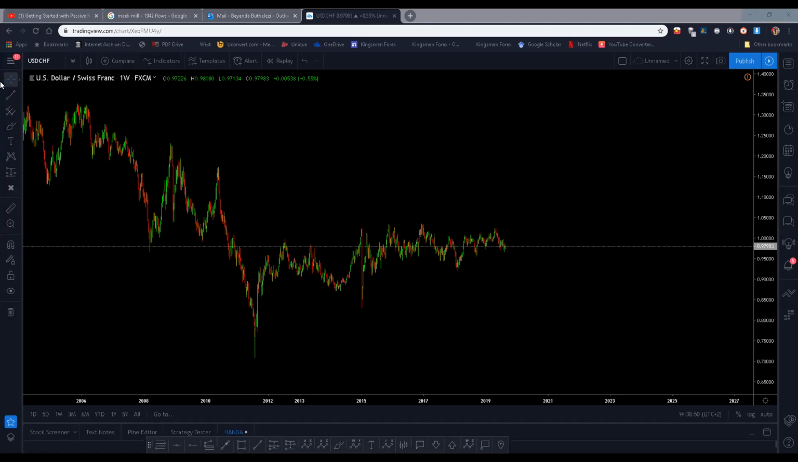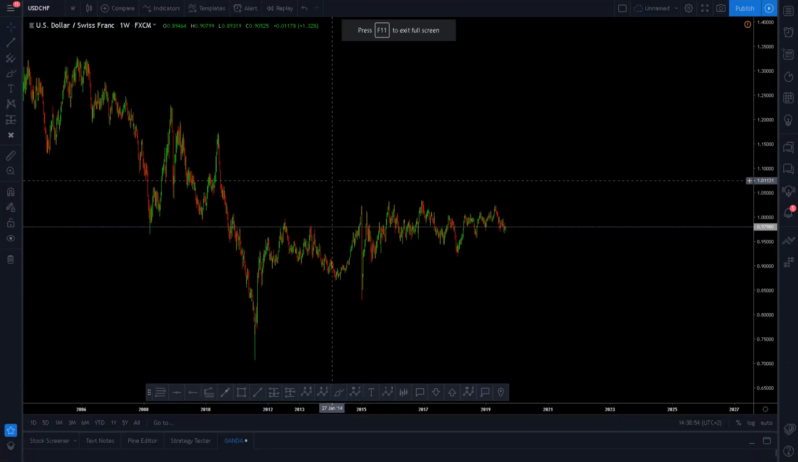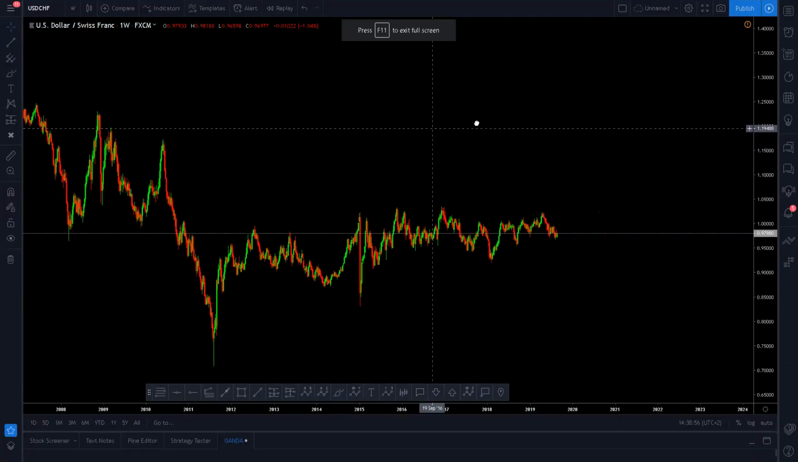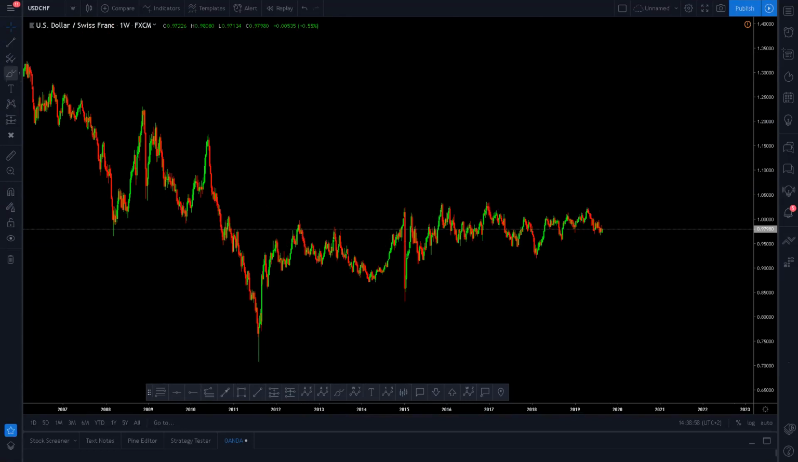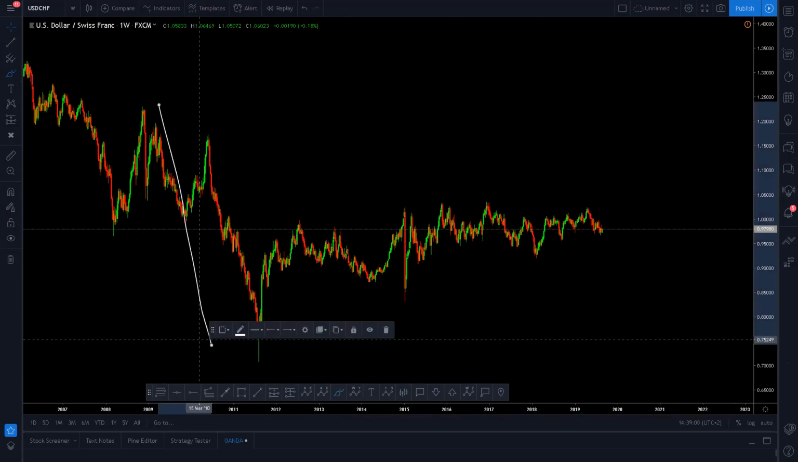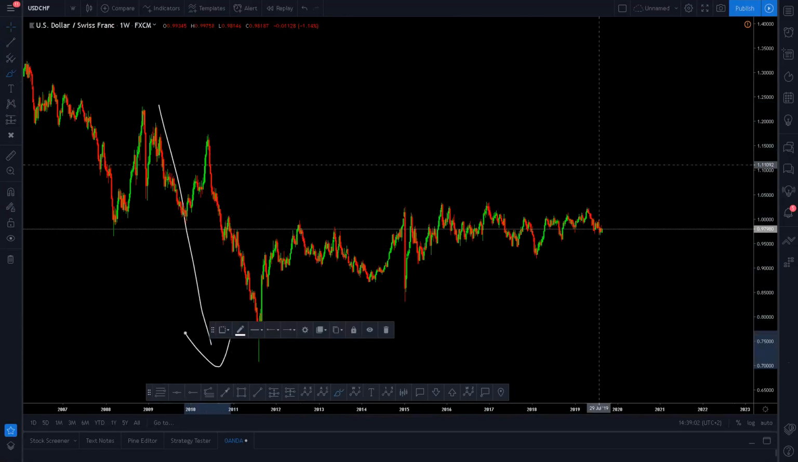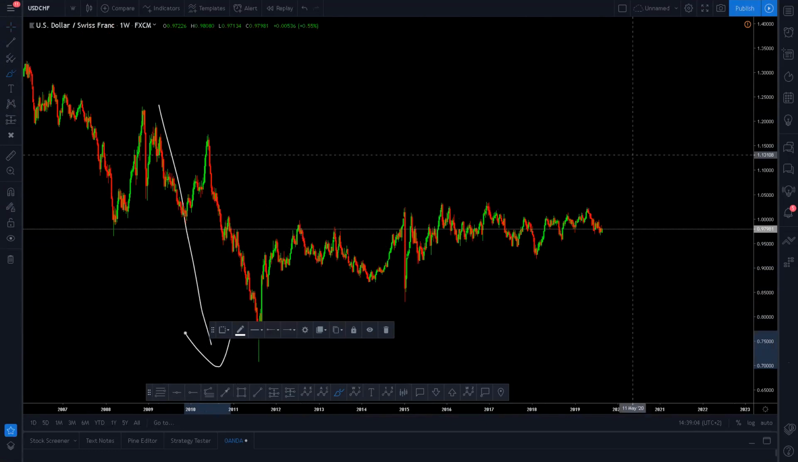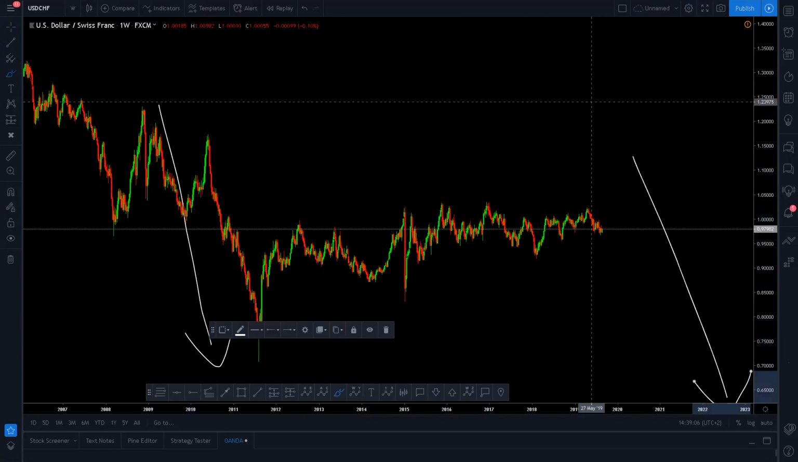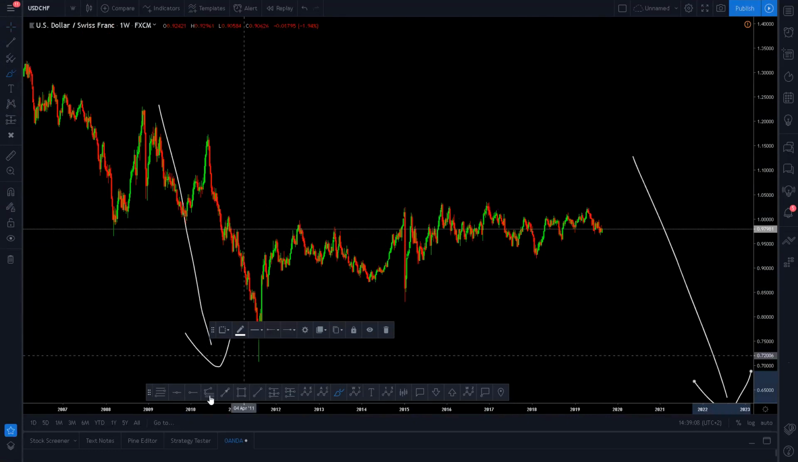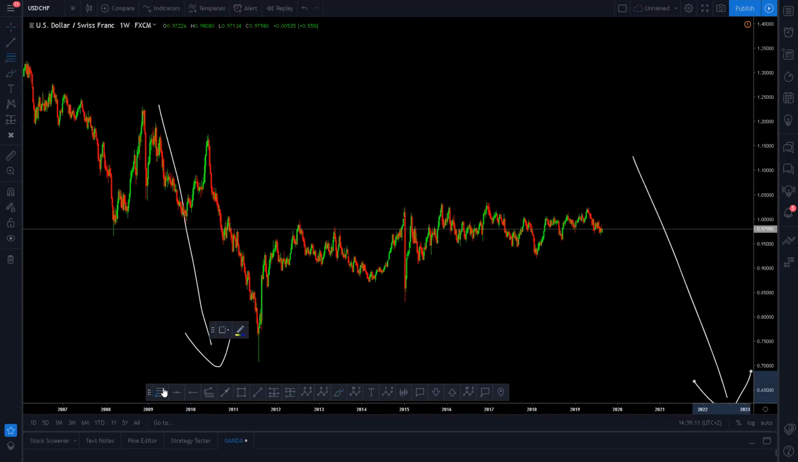Okay, let's look at USDCHF and see if we can get a trade there today. What I see right now is this bearish move, which needs to come from somewhere there. We can just check with our fib retracements.